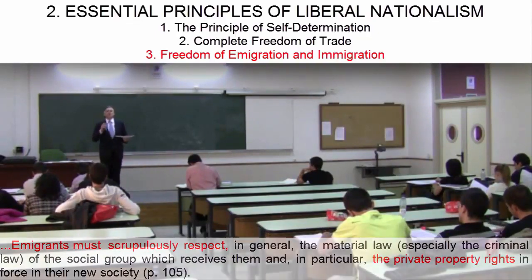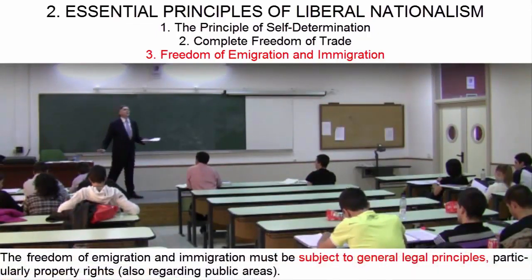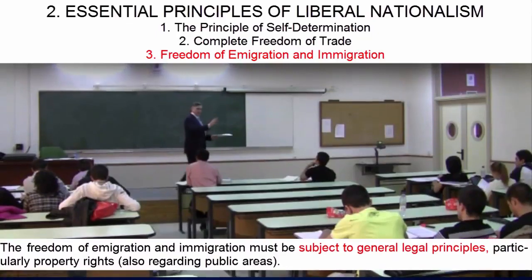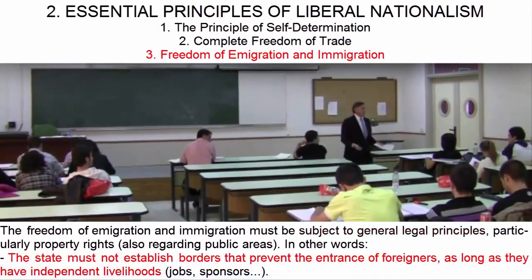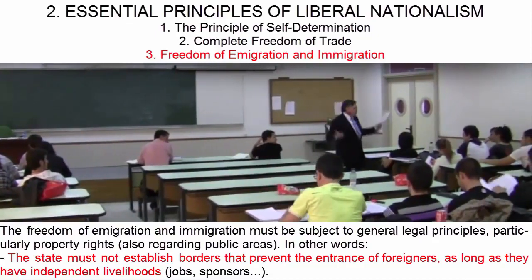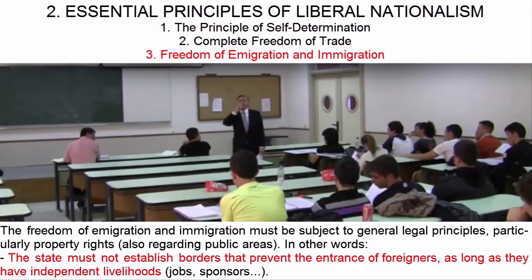No. Be careful. The freedom of emigration and immigration is subject to law, to general legal principles. On the one hand, this means that the state must not raise its borders and prevent the arrival of outsiders when an agreement has been freely reached between the newcomers and those who are receiving them.